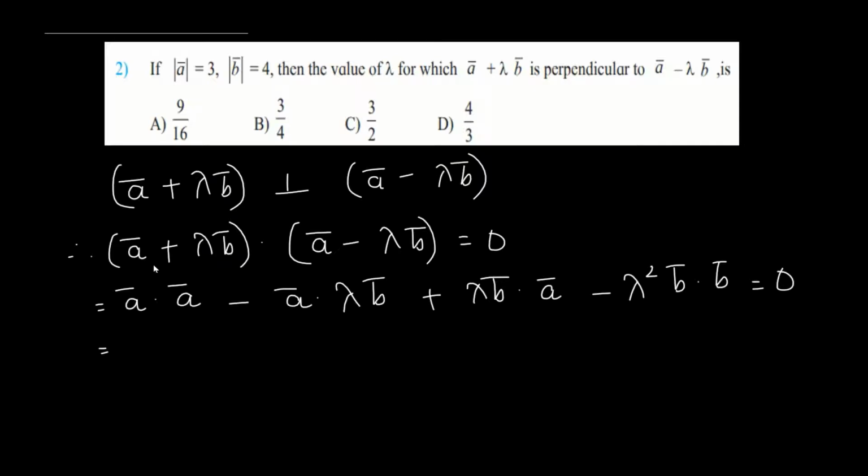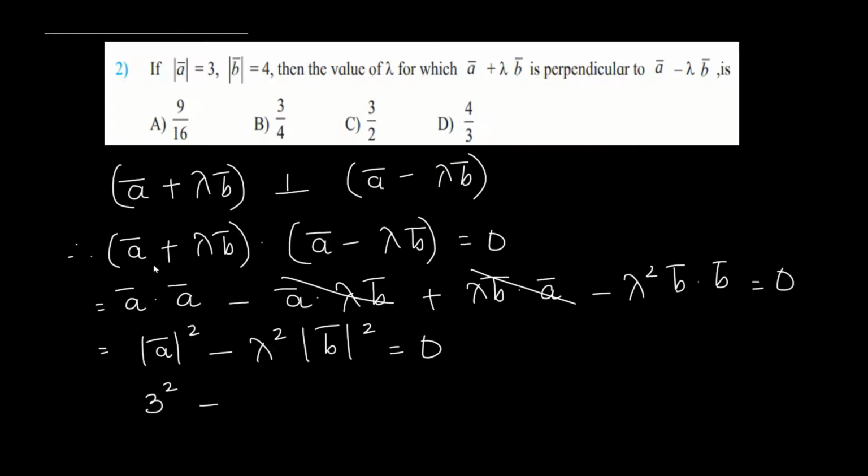Now A dot A can be written as mod A square. The dot product being commutative, these two terms go as 0. And we get minus lambda square into mod B square is equal to 0. Now they have given us the value for mod A. So we put the value, that is 3 square minus lambda square into mod B is 4, so 4 square is equal to 0. And therefore we get 9 minus 16 lambda square is equal to 0.